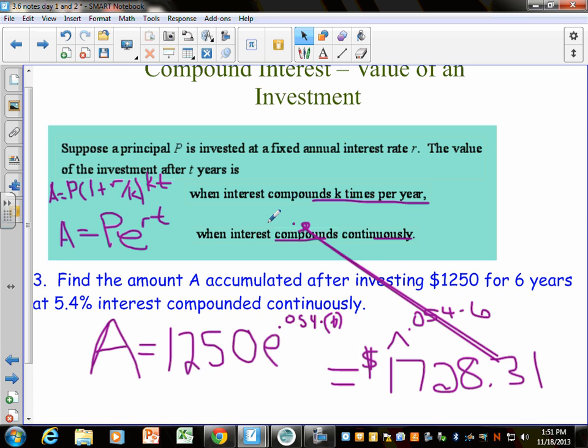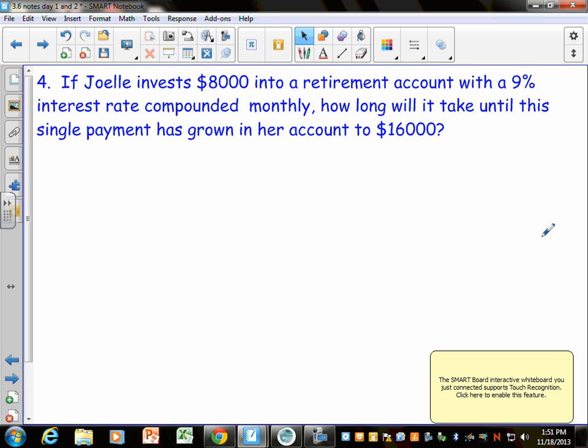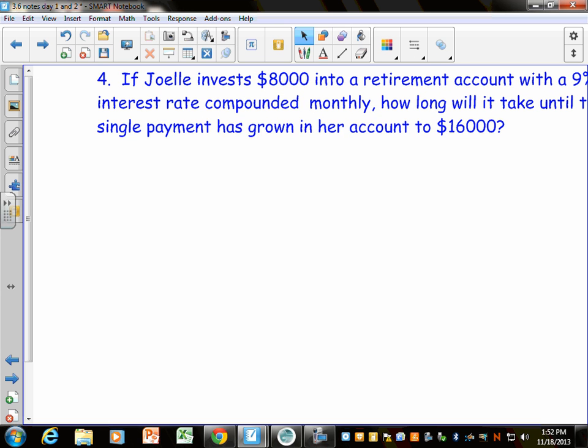So that's pretty easy, but we're in Precalculus, so your whole homework assignment can't be that easy. We've got to be able to solve some of these too. So let's look at some more stuff here, like this. Joelle invests $8,000 into her retirement account with a 9% interest rate, compounded monthly. How long will it take until this single payment has grown in her account to $16,000? A lot of your homework today, you're just plugging in just like we just did. Pretty easy to do. You just need a calculator. But then you're going to have stuff like this where you're trying to solve for how long.